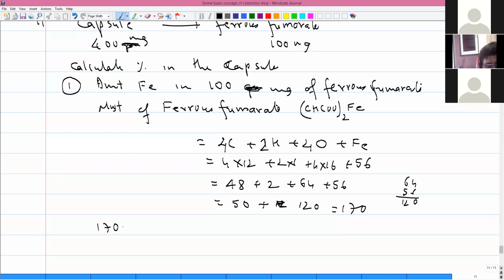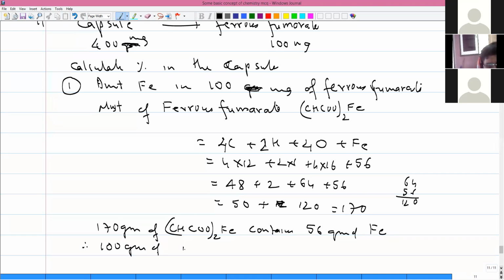So 170 gram of CHCOO contains 56 gram of Fe, therefore 100 gram of this will contain how much? 56 into 100 upon 170. 0 ka 17 ka table nahi jayega. 17 will not go. You'll have to calculate 56 multiplied by 10 divided by 17.